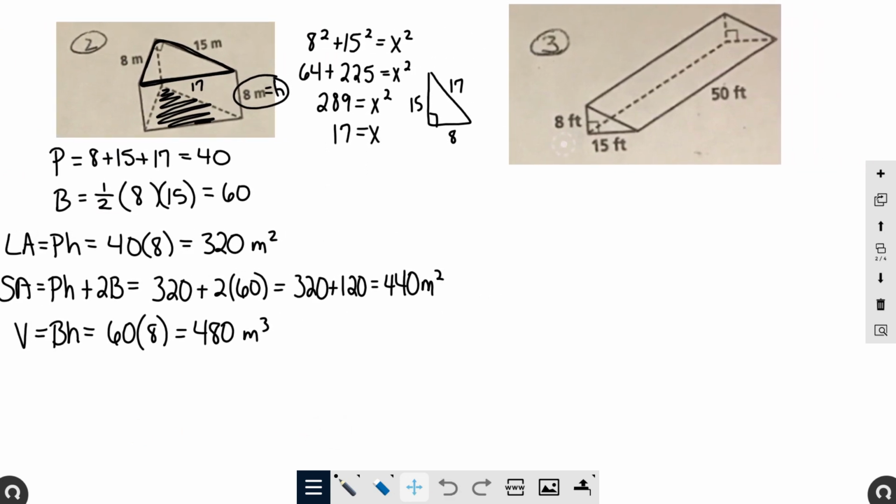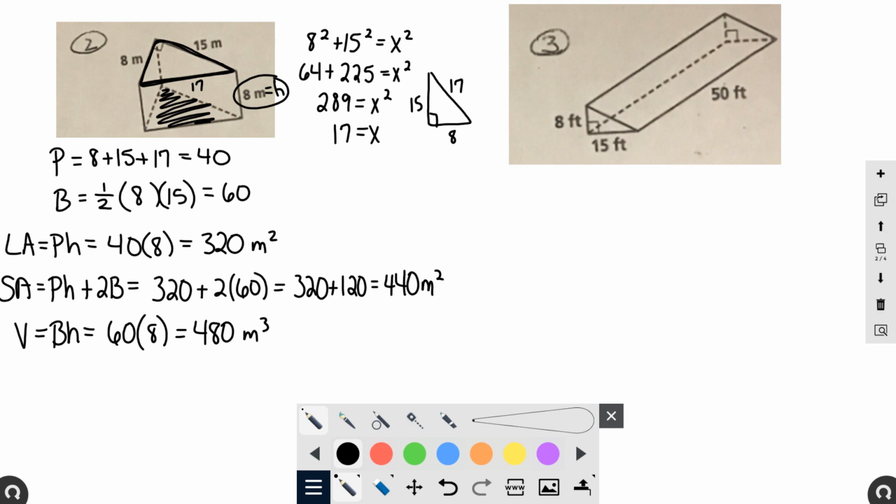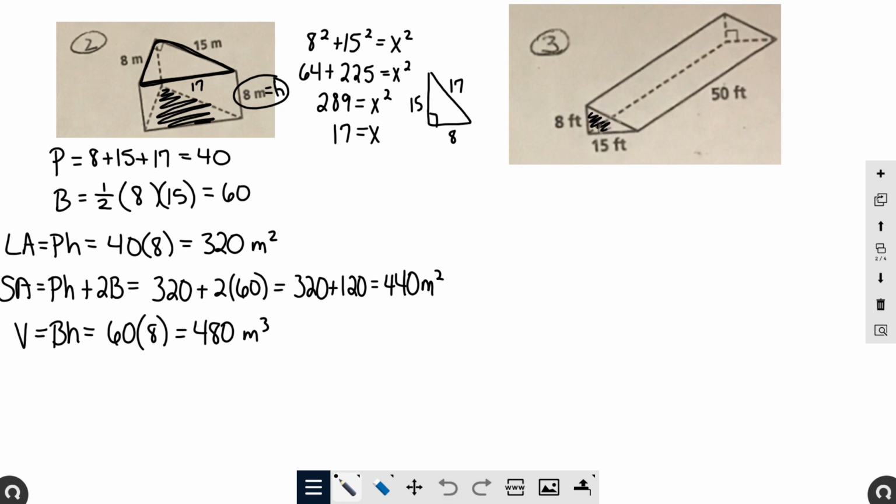So here we have another triangular prism. The bases are going to be the triangles. Now, what do you notice about that base? It's the same as the one that we just did. You will find that out a lot, that a lot of times you will get the same thing and you will see the same numbers. So do I need to do Pythagorean theorem again? Nope. I automatically know that this part is 17.